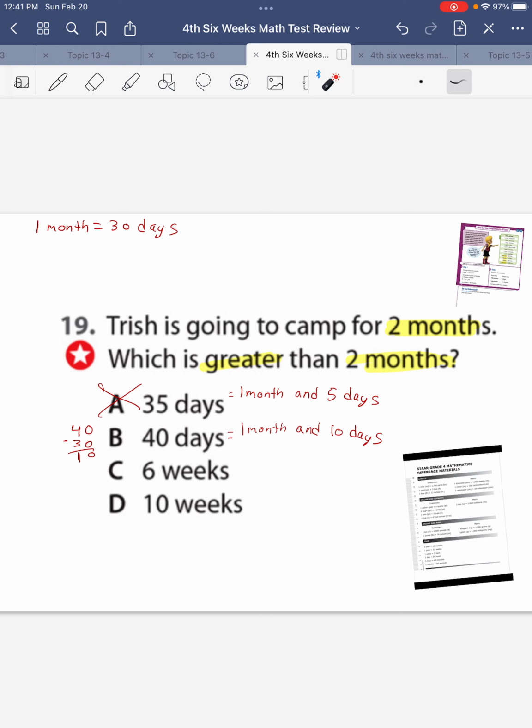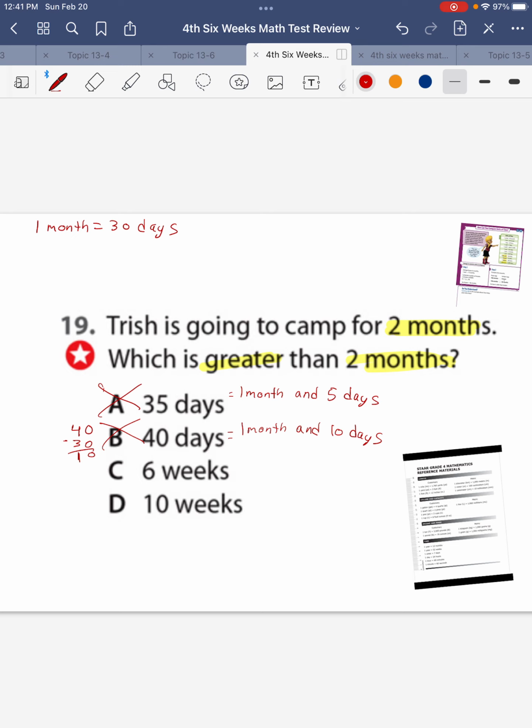Okay, so now I have to compare. Is a month and 10 days more than 2 months? No, it's not. It's not past 2 months. Okay. I'm still at a month and 10 days. So B cannot be my answer. Okay. So now I'm going to go into weeks.